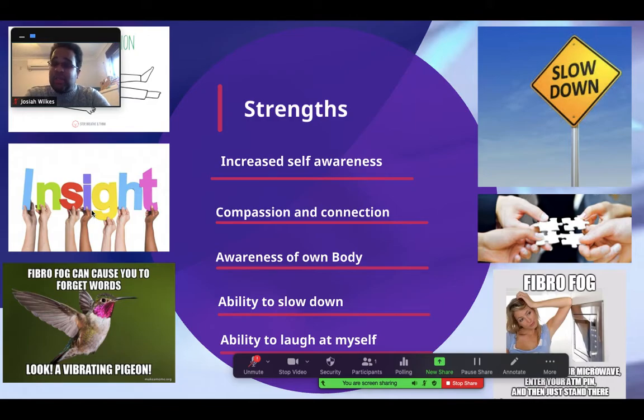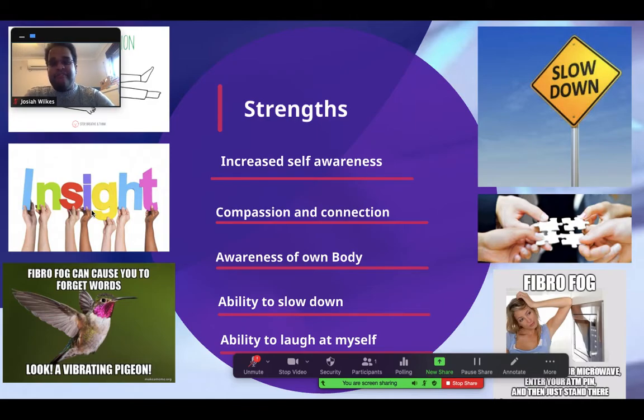Another thing is ability to slow down. Before I started having symptoms of fibromyalgia, I worked a lot without ever slowing down and kind of just went all hours of the night. I think that having fibromyalgia has really helped me to pace myself. And I've actually gotten really good at organising my time and planning my time and thinking, okay, I'm going to work this much and then I'm going to relax. And I think that I've gotten really good boundaries because of fibromyalgia with when I work and when I don't work.